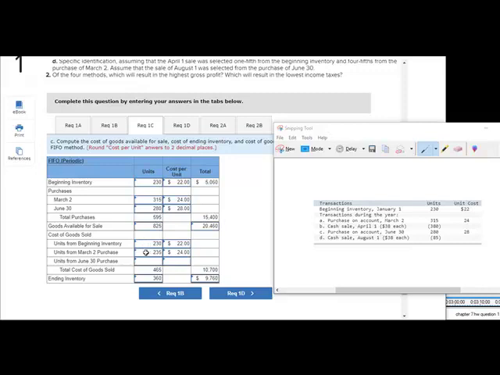And those 235 extra that I sold, I'm going to say came from my next oldest purchase, which was the March 2nd purchase. And those units cost $24. So now I've accounted for the cost of all the goods that I've sold. Here's the total number of units I sold. Here's the total cost. And here's how many units I did not sell. I can figure the cost easily by taking total cost of goods available for sale minus total cost of goods sold equals this number.